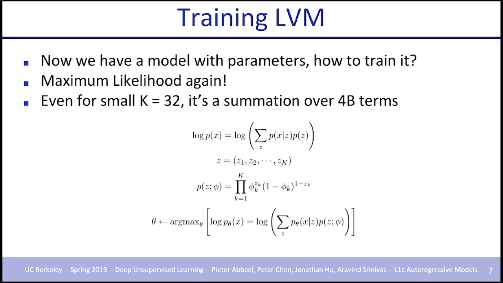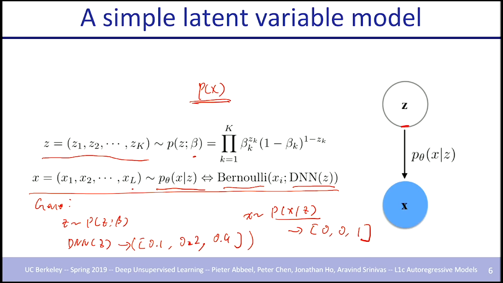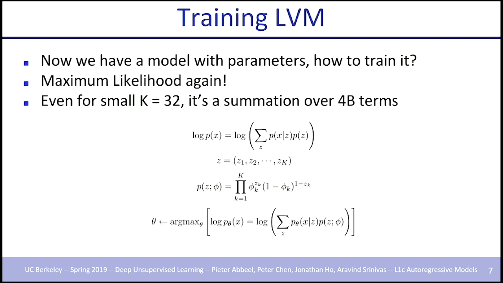So what are the parameters that we can train? These deep networks have some parameters, and beta are also parameters that we can train. Now we have a probability distribution, and we want to fit this distribution to the data. So how are we going to fit this? The way to fit this, again, is by maximum likelihood.